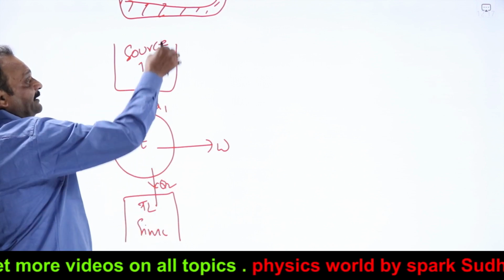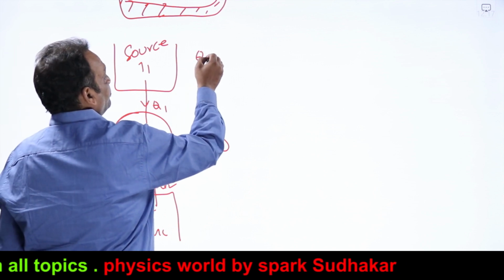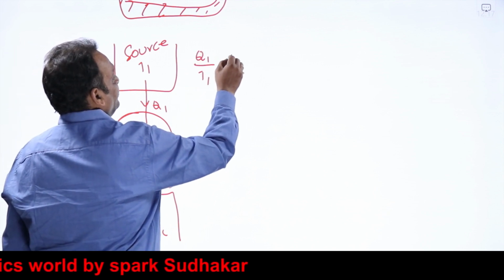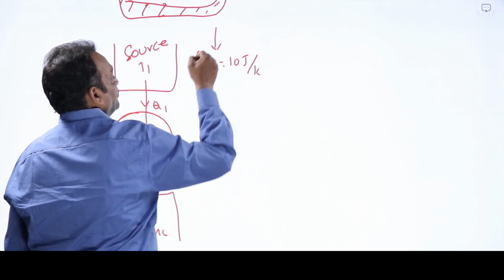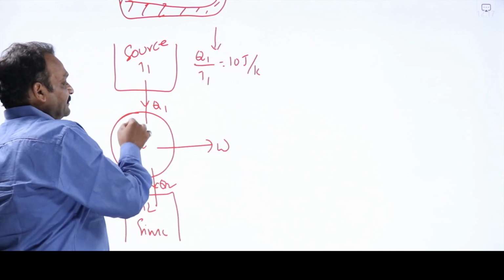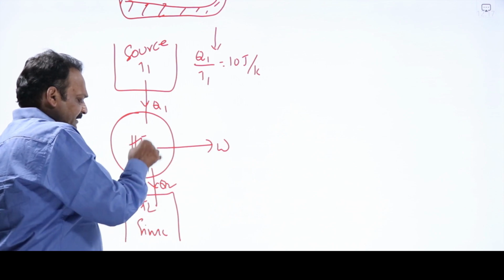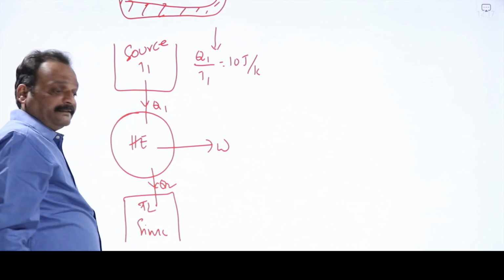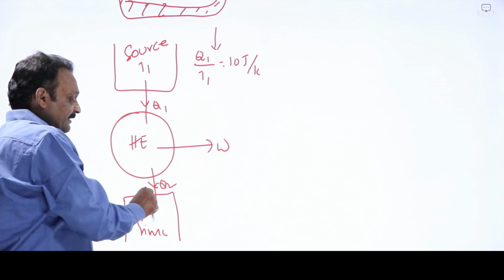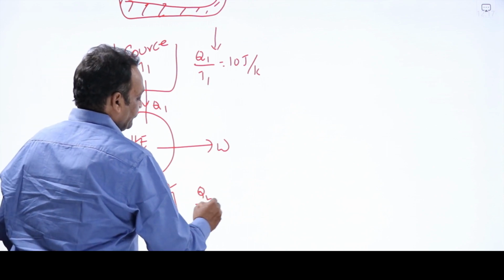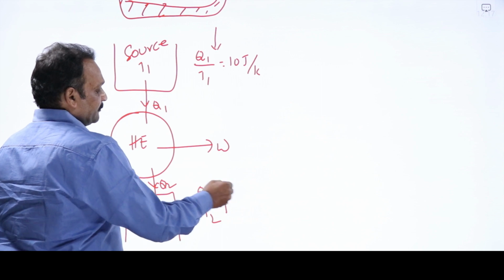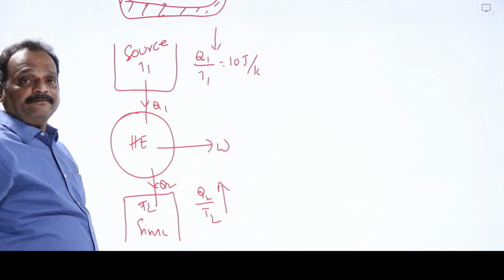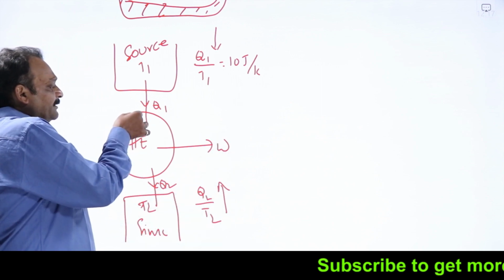What is the decrease in entropy of the source? Decrease in entropy of the source is Q1 by T1. So let us say this is equal to 10 joule per Kelvin. This is the decrease in entropy of the source. System does some W amount of work, rejects Q2 amount of heat into a sink at lower temperature. What is the increase in entropy of the sink? Q2 by T2. This is the increase in entropy of the sink. Now the engine is going back to its initial state.